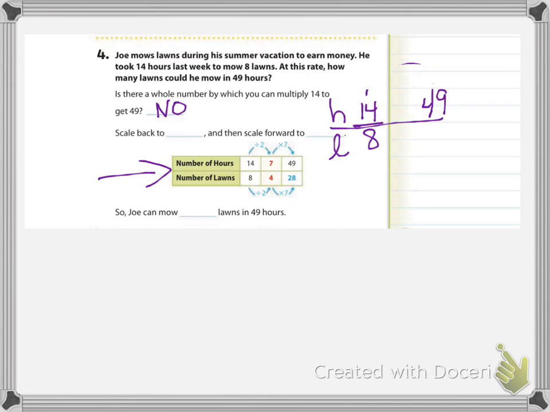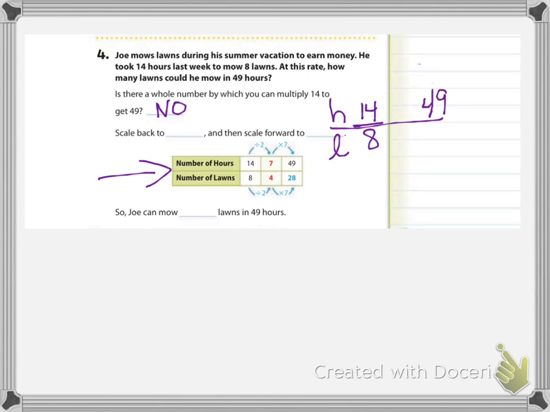So the second part of the question is telling you to scale back. So when you're scaling back, it means you're going to be dividing. Whatever number you choose to divide by has to be divisible by both the 14 and the 8. Usually you're going to divide back by a 2, a 3, a 5, sometimes a 4. They're usually going to be one of those smaller numbers. That doesn't mean it's only those, but typically it's going to be some of those numbers.